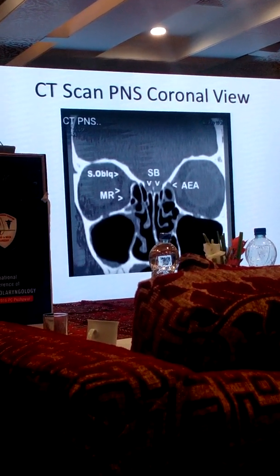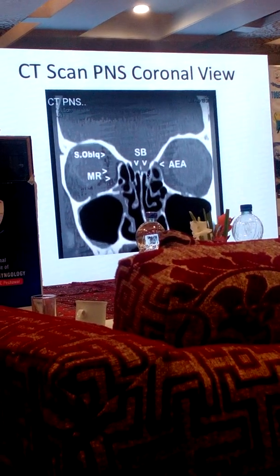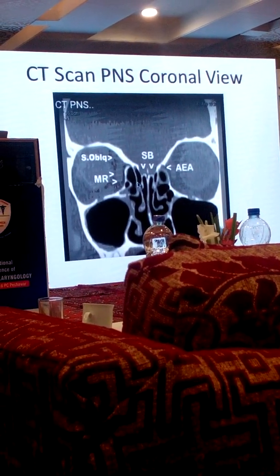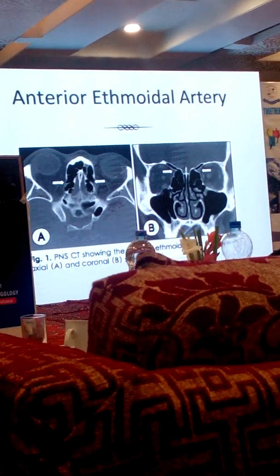Okay, here we can see all the three turbinates, the inferior, the middle and the superior turbinates, and we have gone into the posterior ethmoidal cells. As we go further, okay, another view of this.